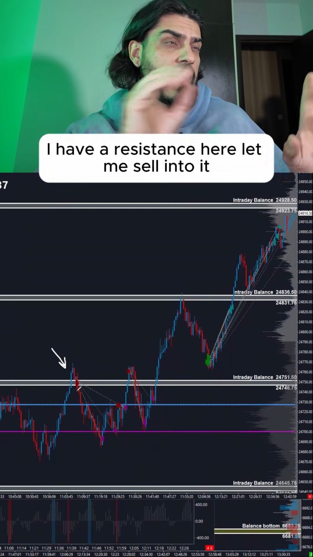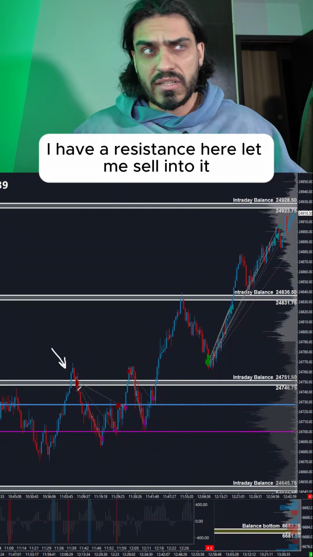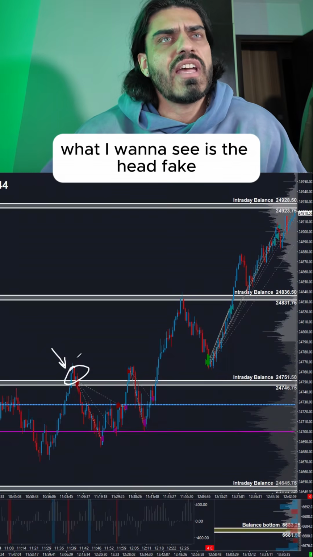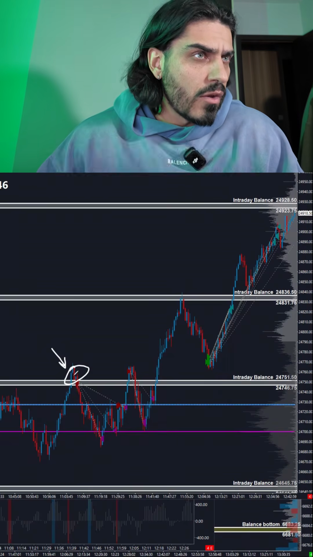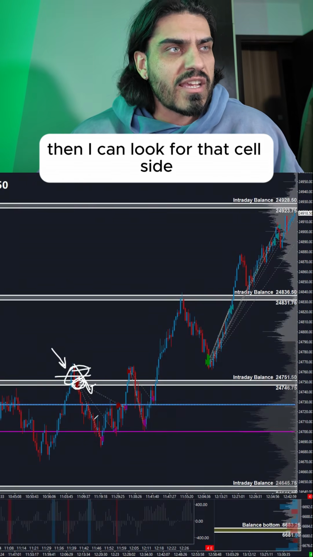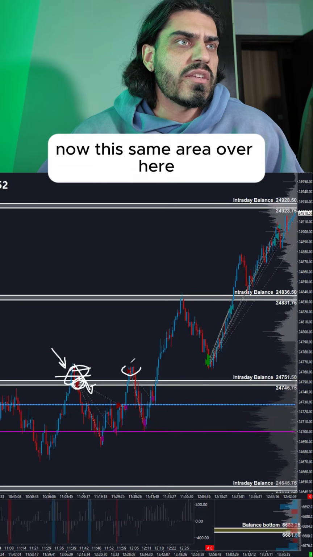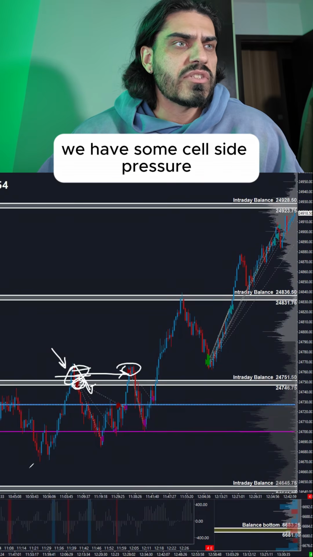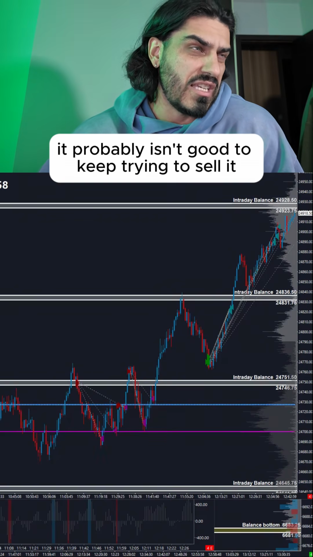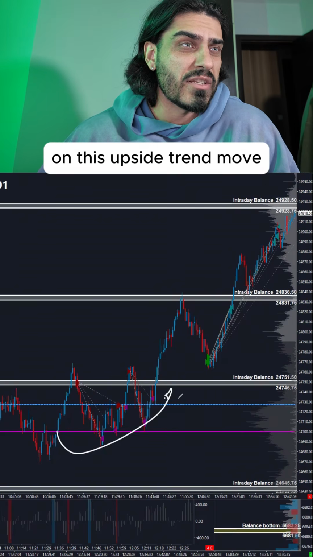I'm not trying to sell, okay, I have a resistance here, let me sell into it. I have a support here, let me buy into it. What I want to see is the head fake through that balance area. Once that balance area head fakes and the selling actually starts to come to be, then I can look for that sell side. Now, this same area over here, we have some sell side pressure, but there are higher lows, so you know it probably isn't good to keep trying to sell it on this upside trend move.